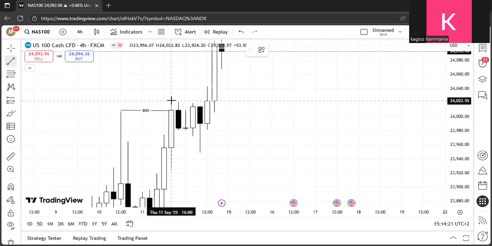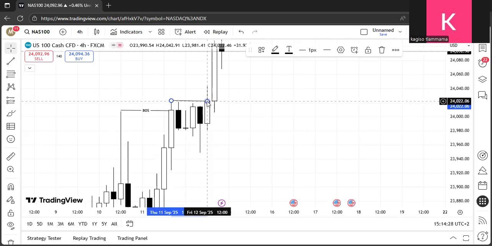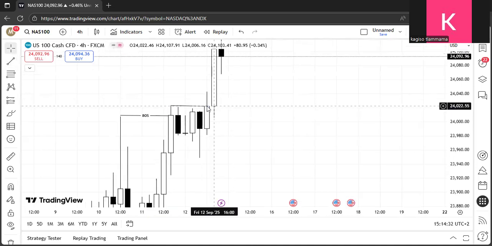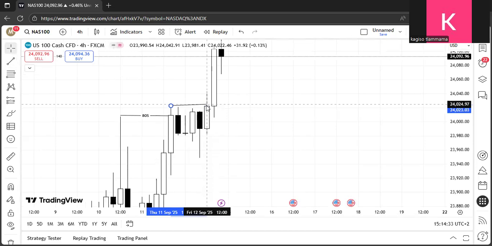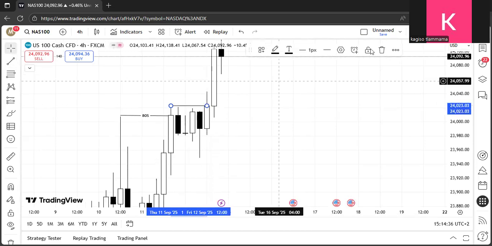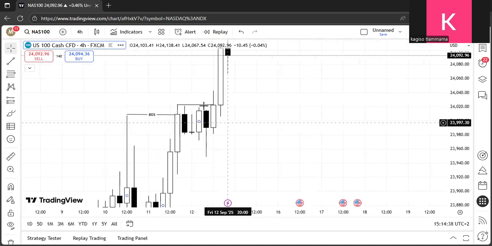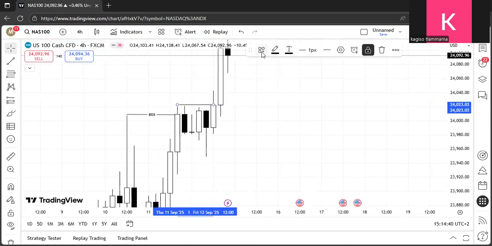And in order for this strategy to work at its best, you must only trade it during Tuesday to Thursday. That's when this strategy is at peak. Tuesday to Thursday. That's when you're going to make a lot of money.